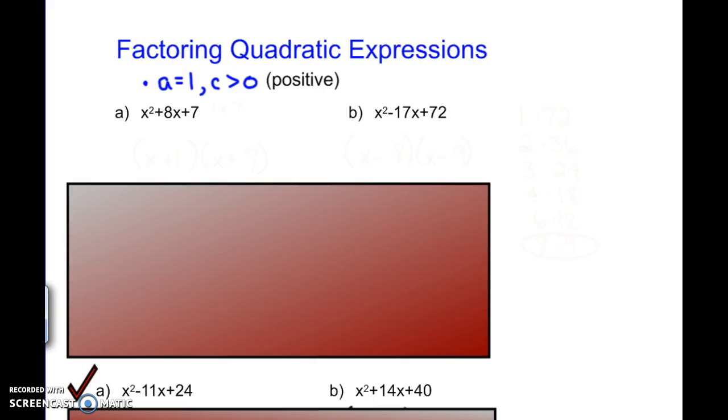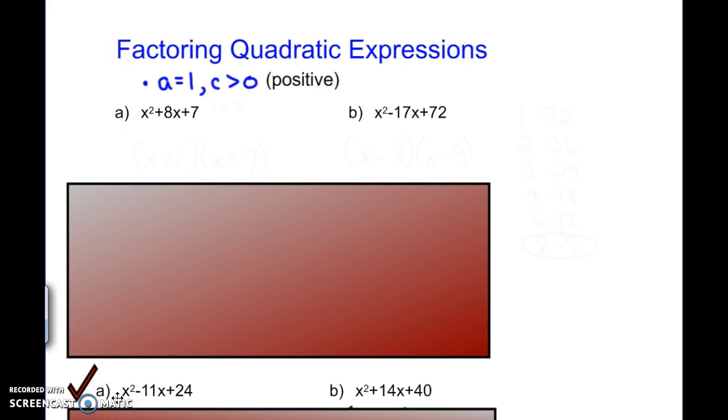Here is our second video in the series Factoring Quadratic Expressions. We already covered the GCF, which is the greatest common factor, and now we are going to factor quadratic equations that have an a of 1 and a c that is greater than 0, which means that c is positive. So let's start with the first one, letter A.